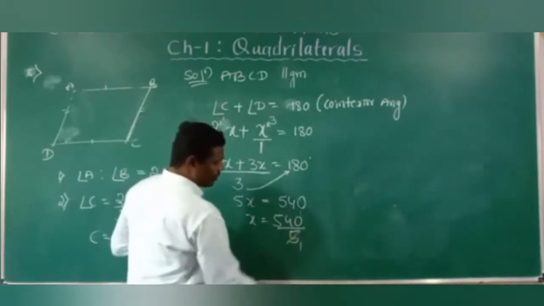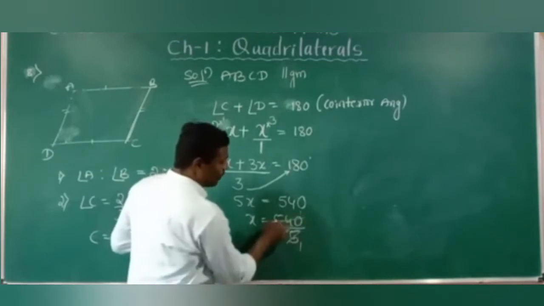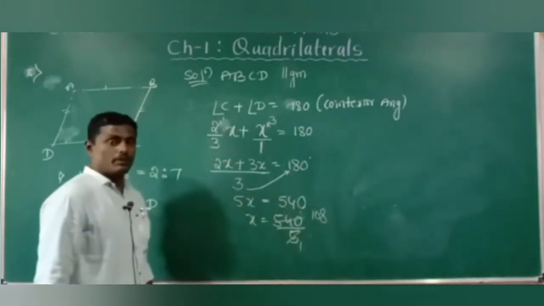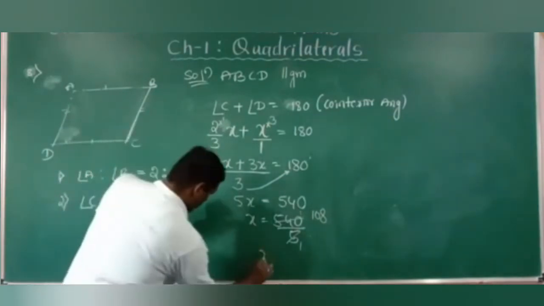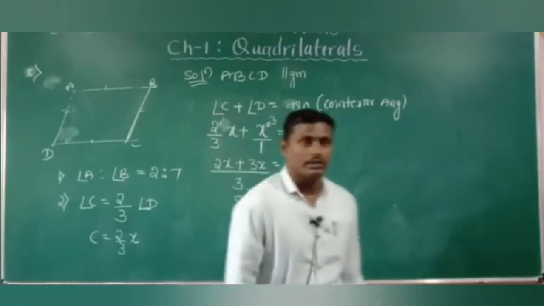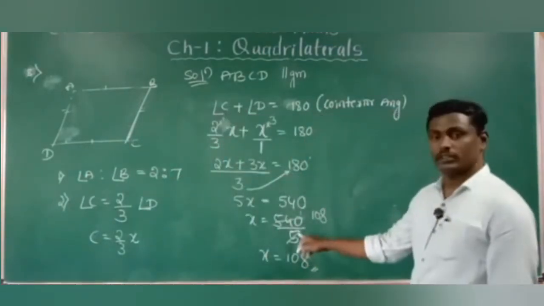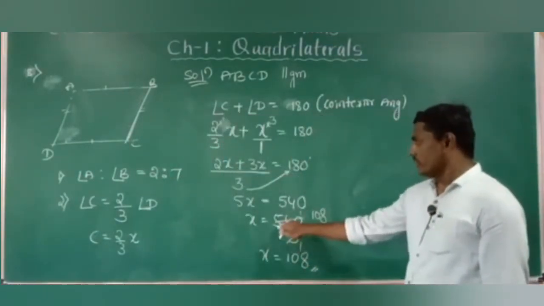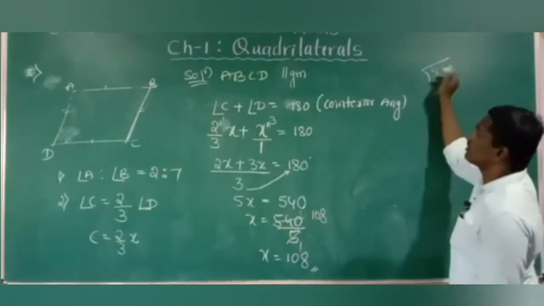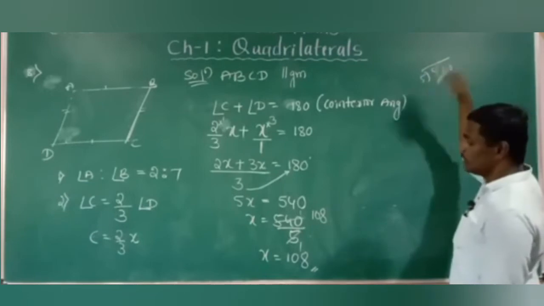Now 5 1s are 5, 0, 8. So x is equal to 108. Is there any doubt here? 5 1s are 5, 0, 8. 540. Just divide the 540 by 5.